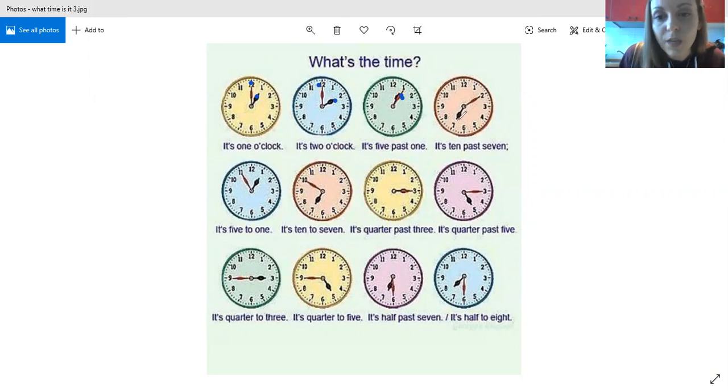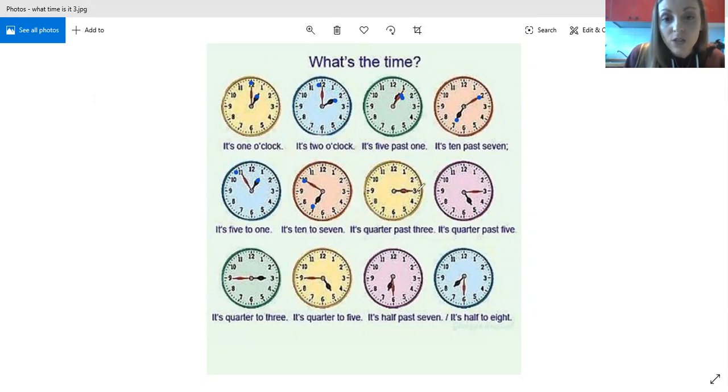If you see this picture, you will see the short hand on 7 and the long hand on 2. So it is 10 past 7. 10 minutes past 7. If you go to the next one, you see short on 1 and long on 11. So it is 5 to 1. 5 minutes to 1 o'clock. Next picture you see short hand on 7, long hand on 10. So it is 10 to 7. 10 minutes to 7.